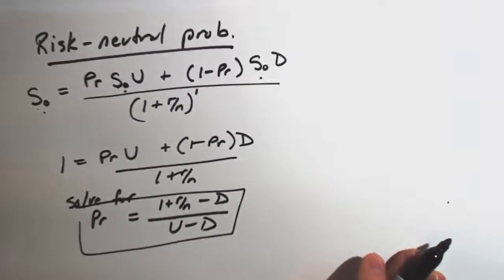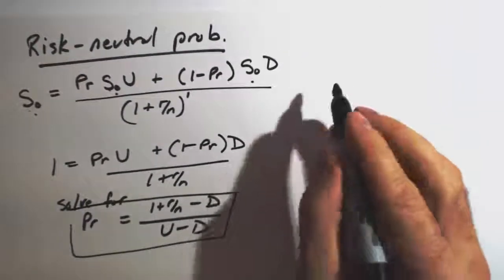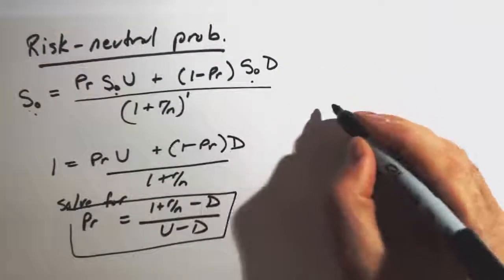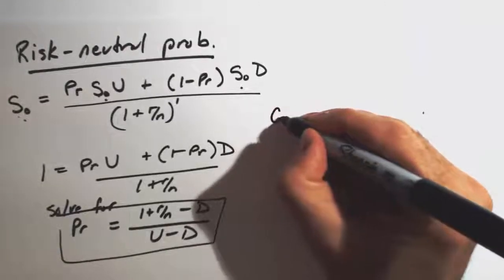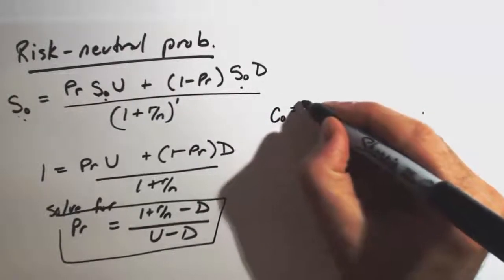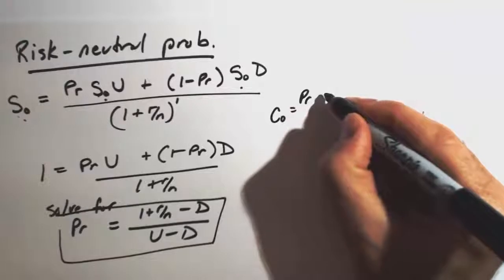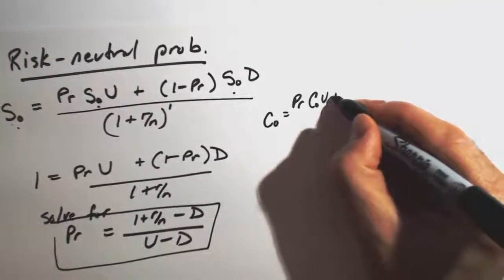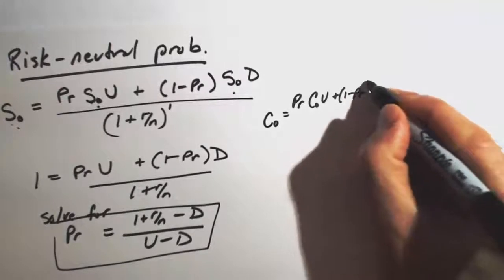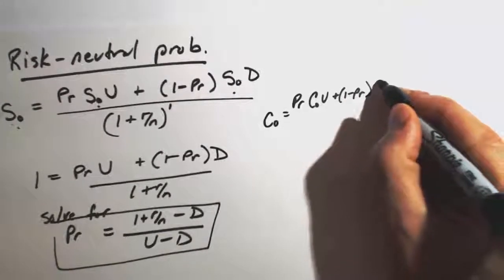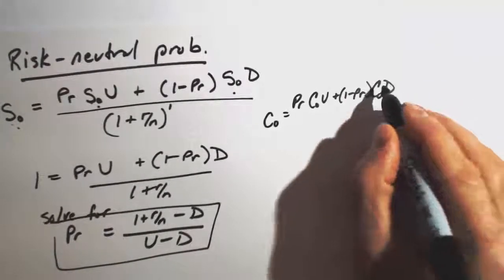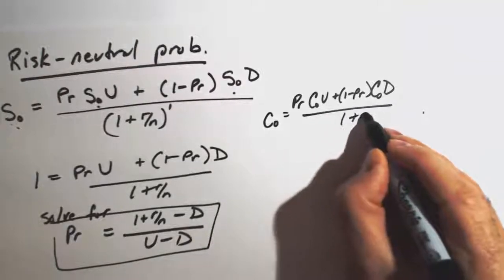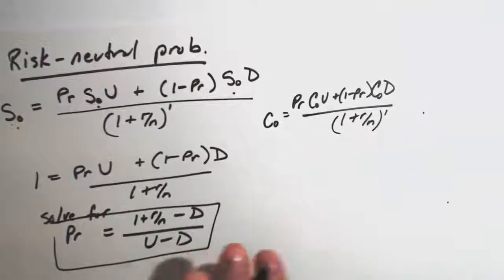And that risk-neutral probability can also be solved for with, right here it's a little smaller. You can take the call today and look at it as the probability of the call going up plus 1 minus the probability of the call going down, divided by 1 plus R to the 1 power.